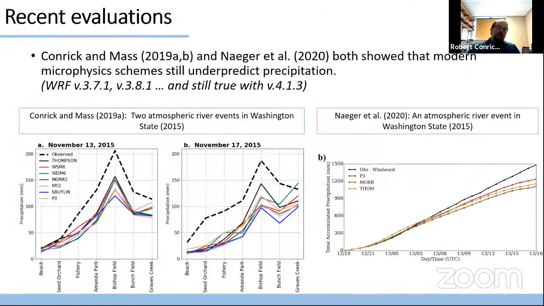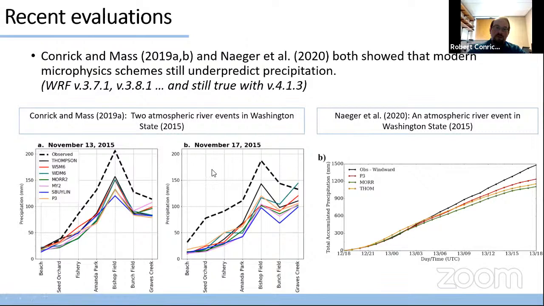And so more recent evaluations that I've been a part of, that others have been a part of, have shown that even modern microphysics schemes in WRF continue to underpredict precipitation. This is true for versions 3.7.1, 3.8.1, still true with 4.1.3. And I suspect it's probably true as well with even the most recent version.